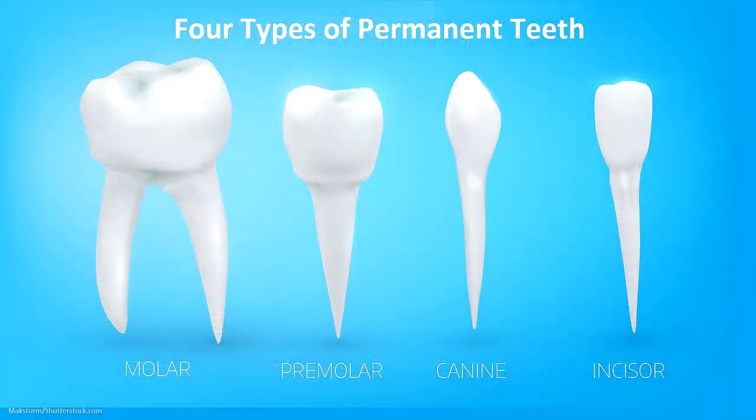And finally, just as you have four main tissues that make up the teeth, you also have four types of teeth in your mouth: the incisors, the canines, which are also called cuspids, the premolars or bicuspids, and the molars. And I'll talk more about those in my next video.